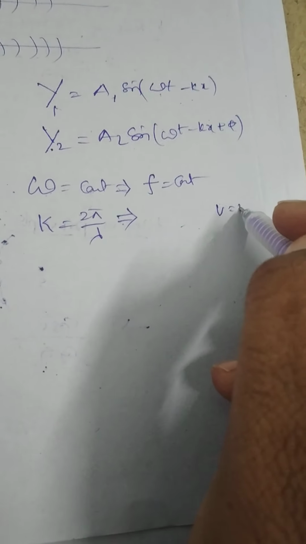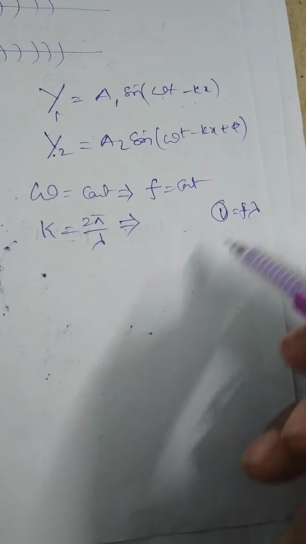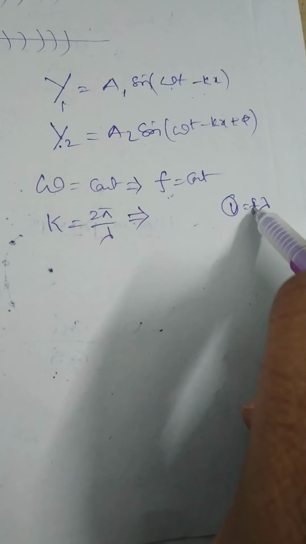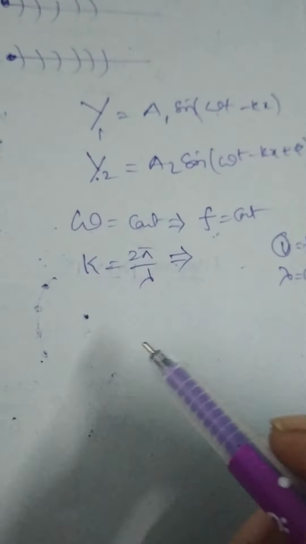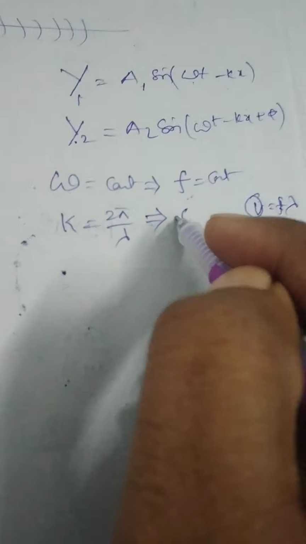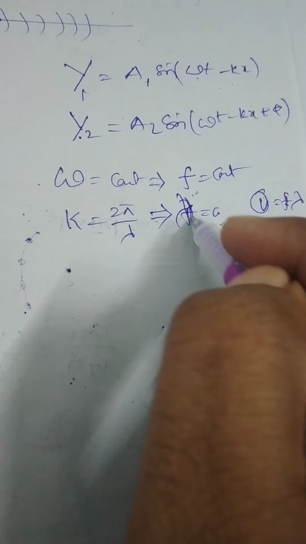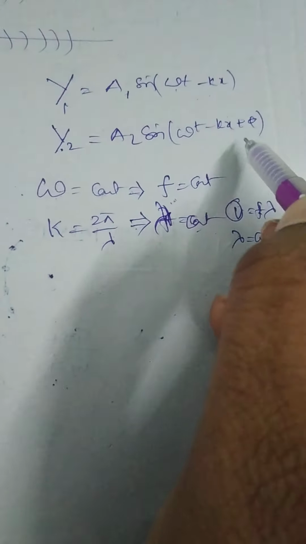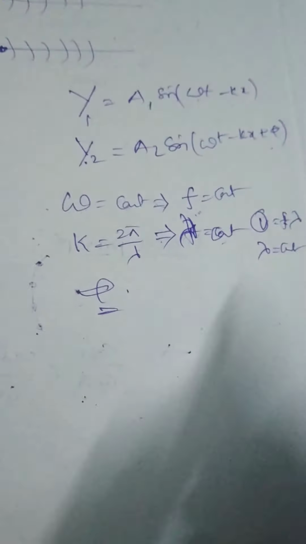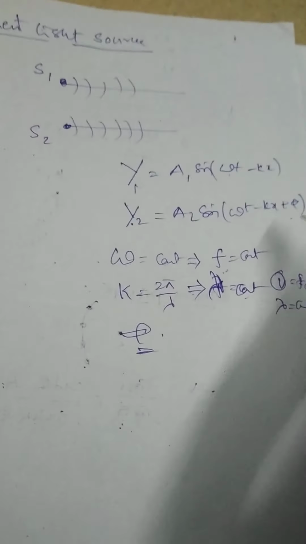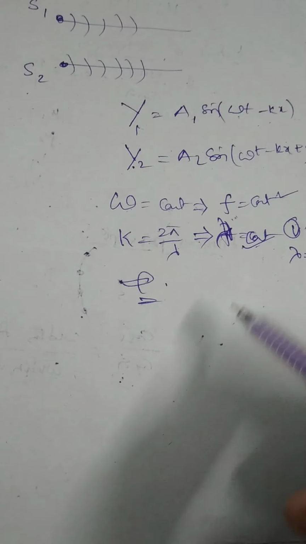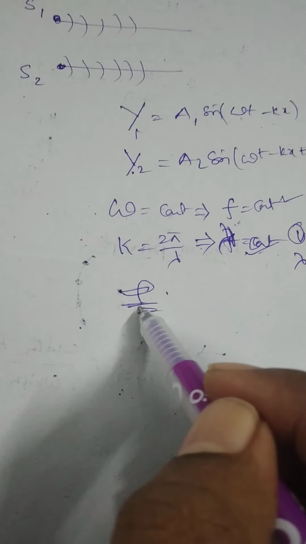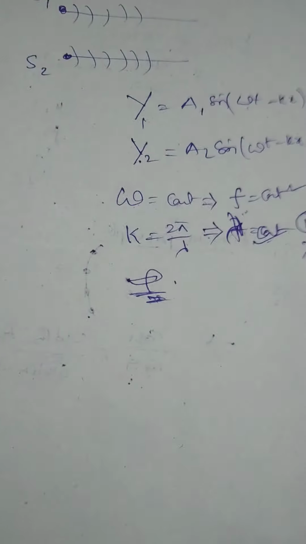Velocity v is equal to f lambda. V is constant, and in this situation f is also constant. That's why lambda is also constant. Lambda constant means k constant. Lambda remains constant. Phi is the phase difference between the two waves. So clearly observe this: these two light rays have the same frequency, the same wavelength, and also maintain a constant phase difference always, or zero phase difference, whatever it may be.